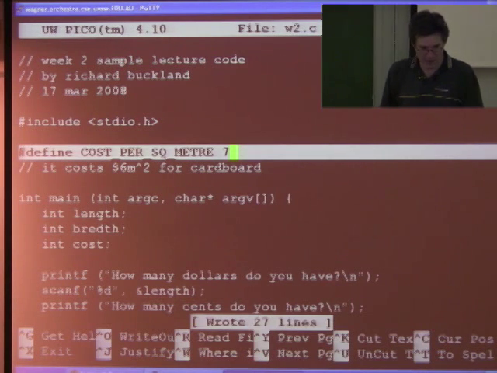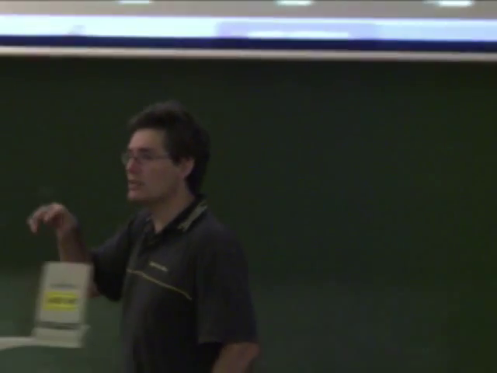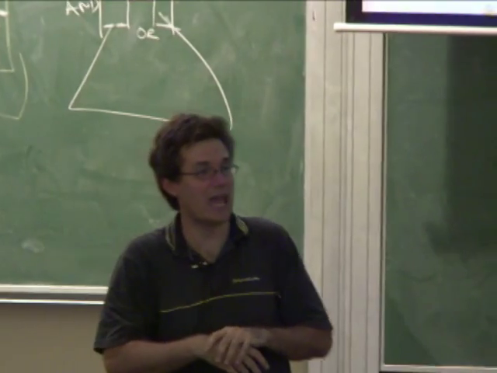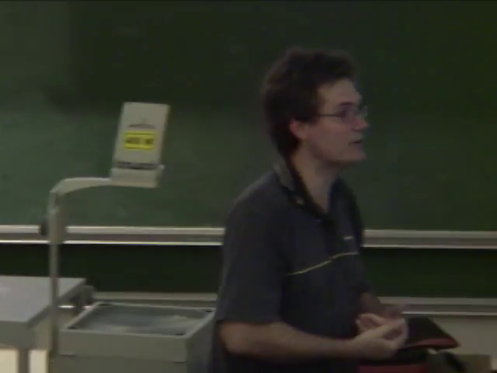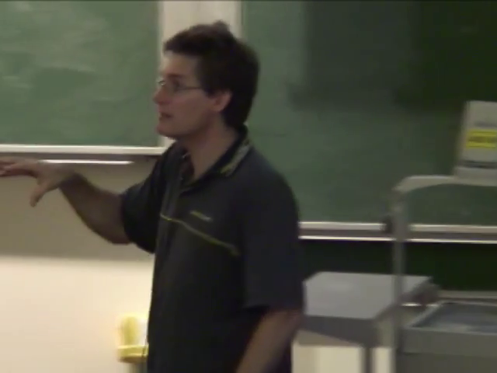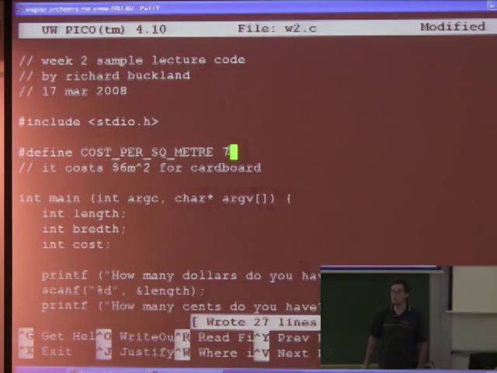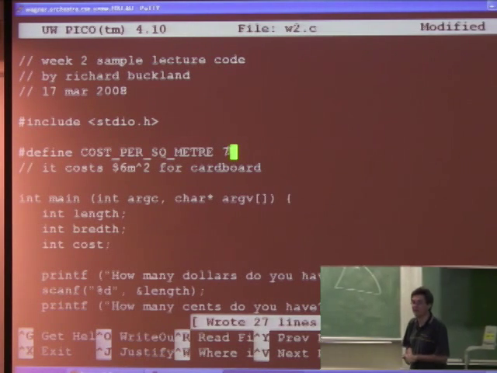Hash define means before the program is compiled, remember hash include? I said before the program's compiled, the compiler sticks another file in. Anything beginning with a hash is an instruction to the compiler to fiddle around with your program before it compiles it. Hash include means stick another file in. Hash define means rewrite. So it's going to globally go through my program, and wherever it sees cost per square meter, it's going to physically replace that with the number 7. And then it will compile the program. So it does a global search and replace. Does that make sense? And the compiler does it for me automatically.